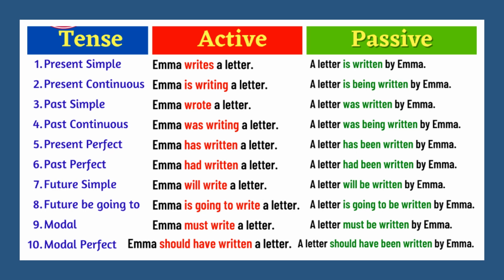So in the past perfect, you can see we have had written. While changing into the passive, we need to change it to had been written. So over here in the future simple, will write will be changed into will be written. Future going to be: is going to write, is going to be written. Over here we have already done one example in the previous slides. So in the modal verb, must write, must be written. So modal perfect: should have written, a letter should have been written by Emma.